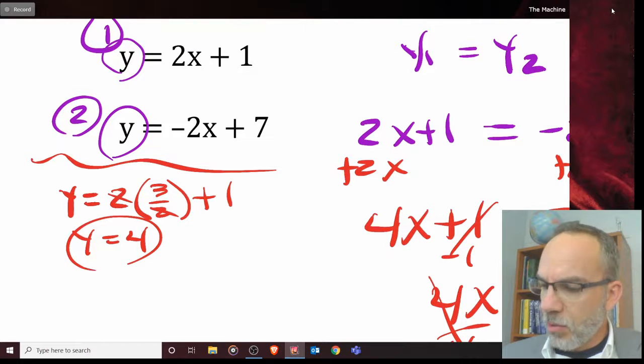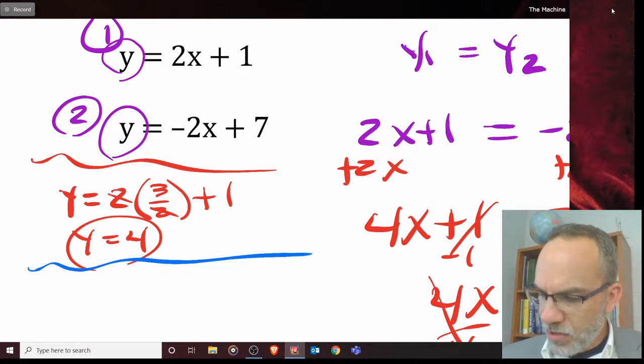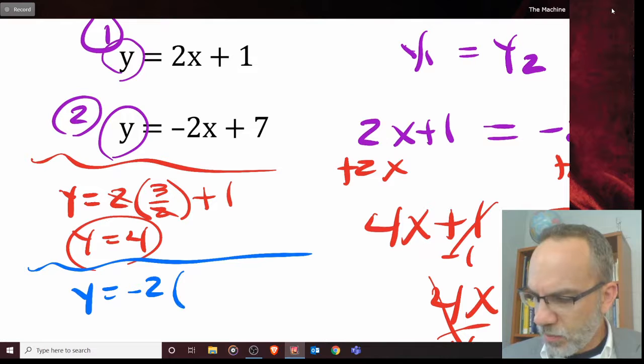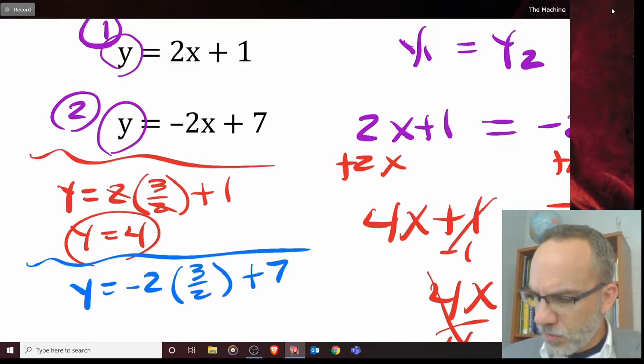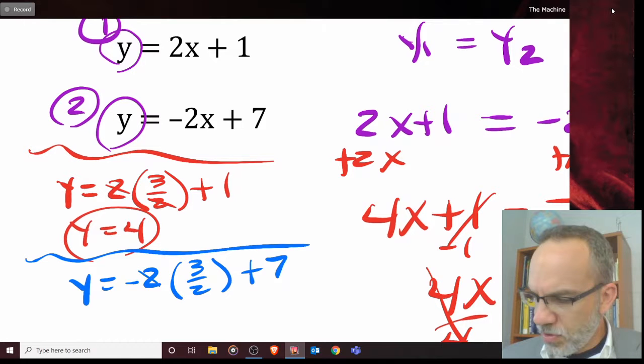Now you may say, oh, what if I put it in the other one? Well, let's try it. Then the second equation, y is equal to negative 2 times x, which is 3/2, plus 7. So this is now going to cancel. The 2's and the 2's cancel, leaving yourself a negative times a 3, which is negative 3 plus 7. Isn't negative 3 plus 7 y is equal to 4? Yes, it is. See, it solves both of them.